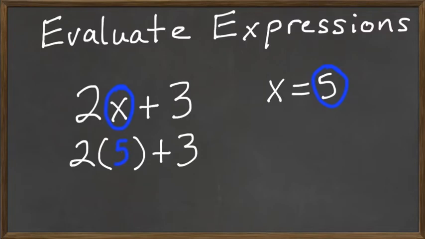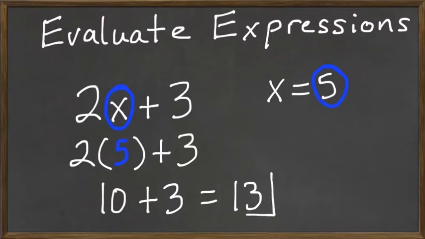Then I have to multiply. 2 times 5, I get 10, plus 3, and I'll get 13. So this expression is equal to 13 when x is 5.